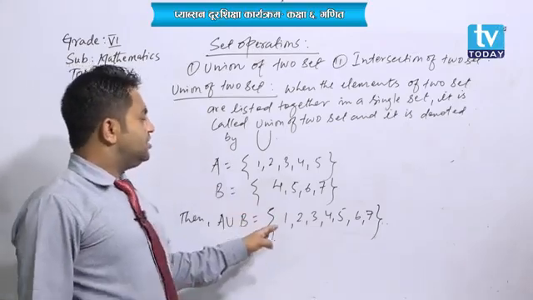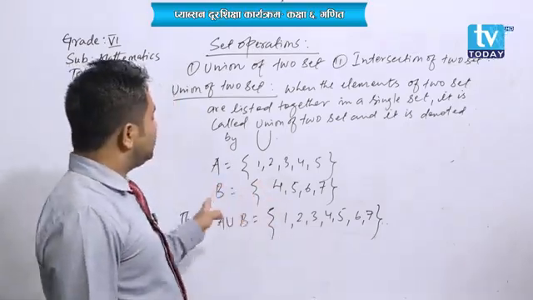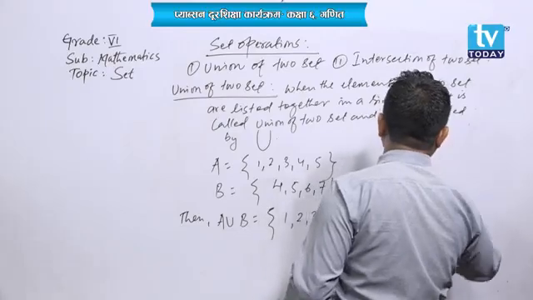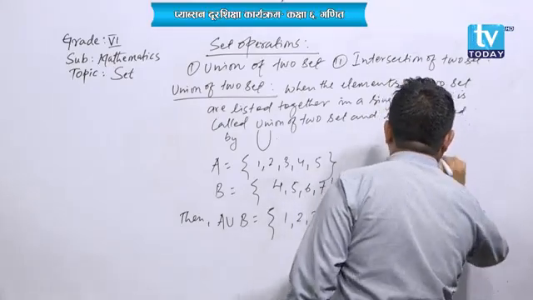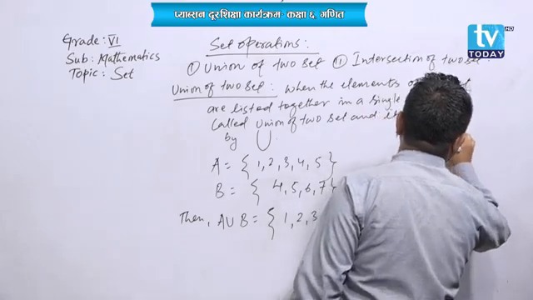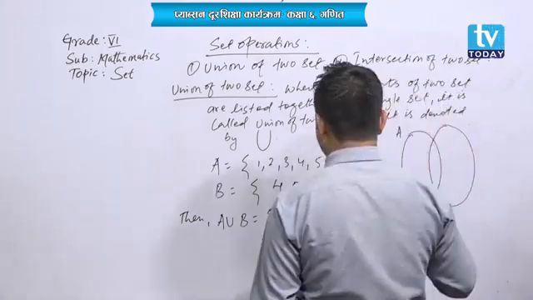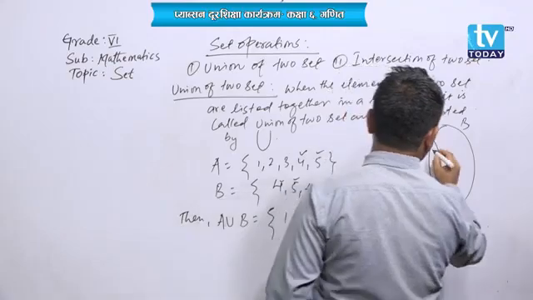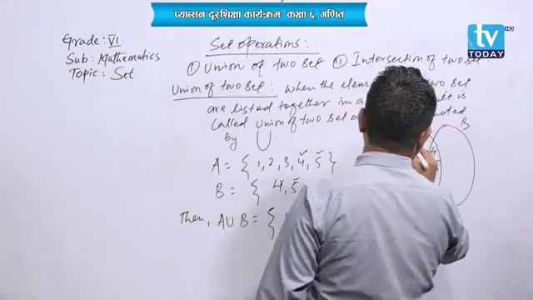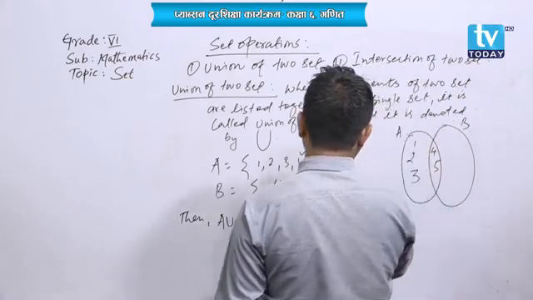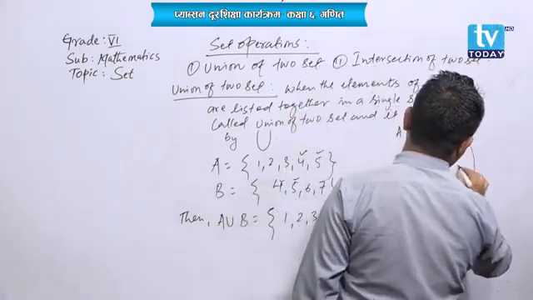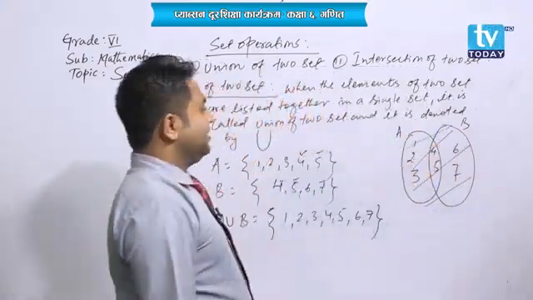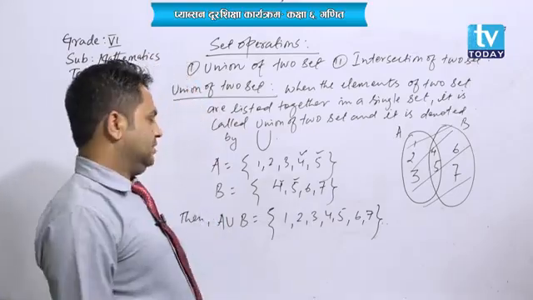In union of two sets, we can represent both sets in a single set. And in a diagram also you can show this: this is set A, this is set B. Please write the common elements first: 4, 5. Then 1, 2, 3, the remaining elements. Then 6, 7. This is called union of two sets A and B. All right.